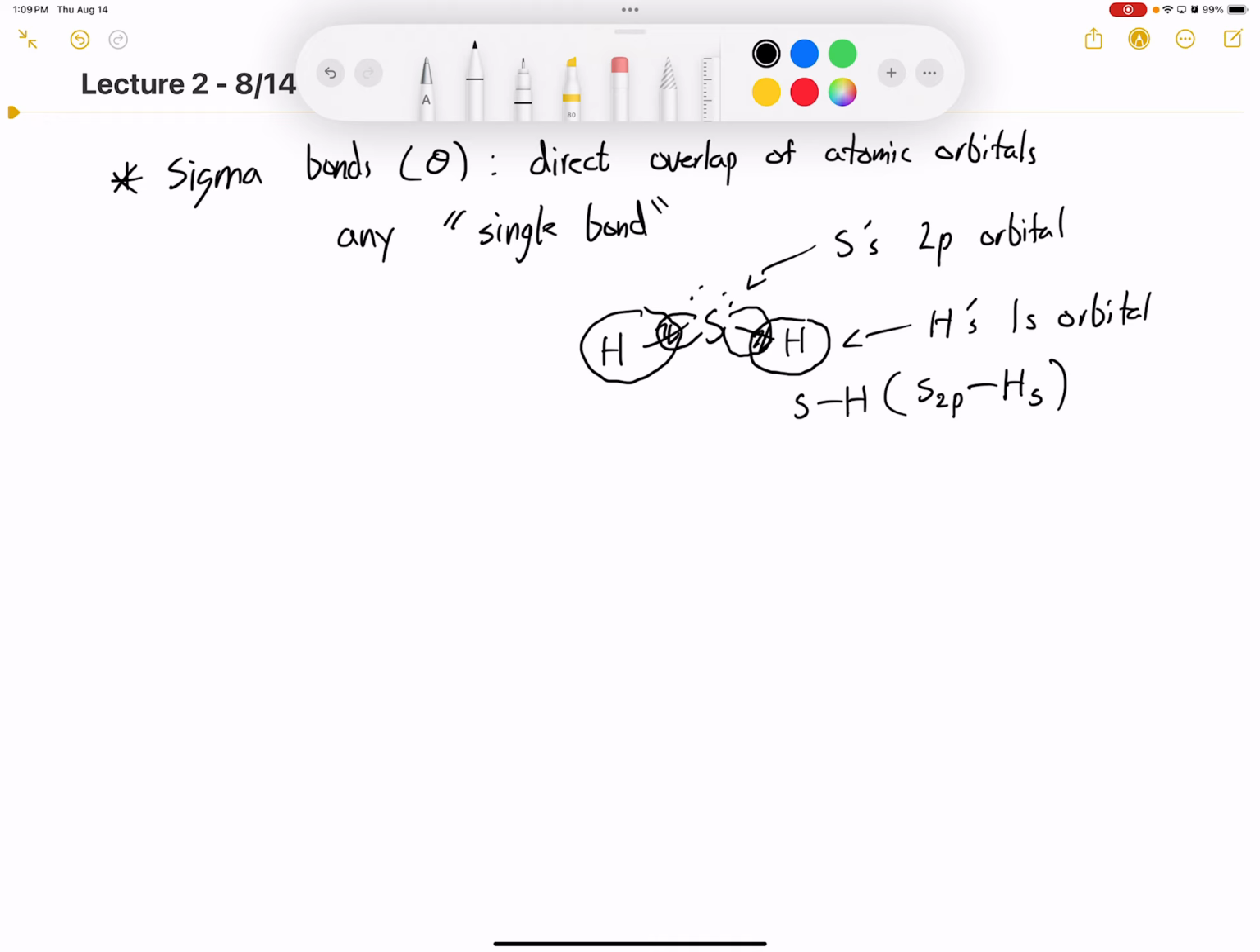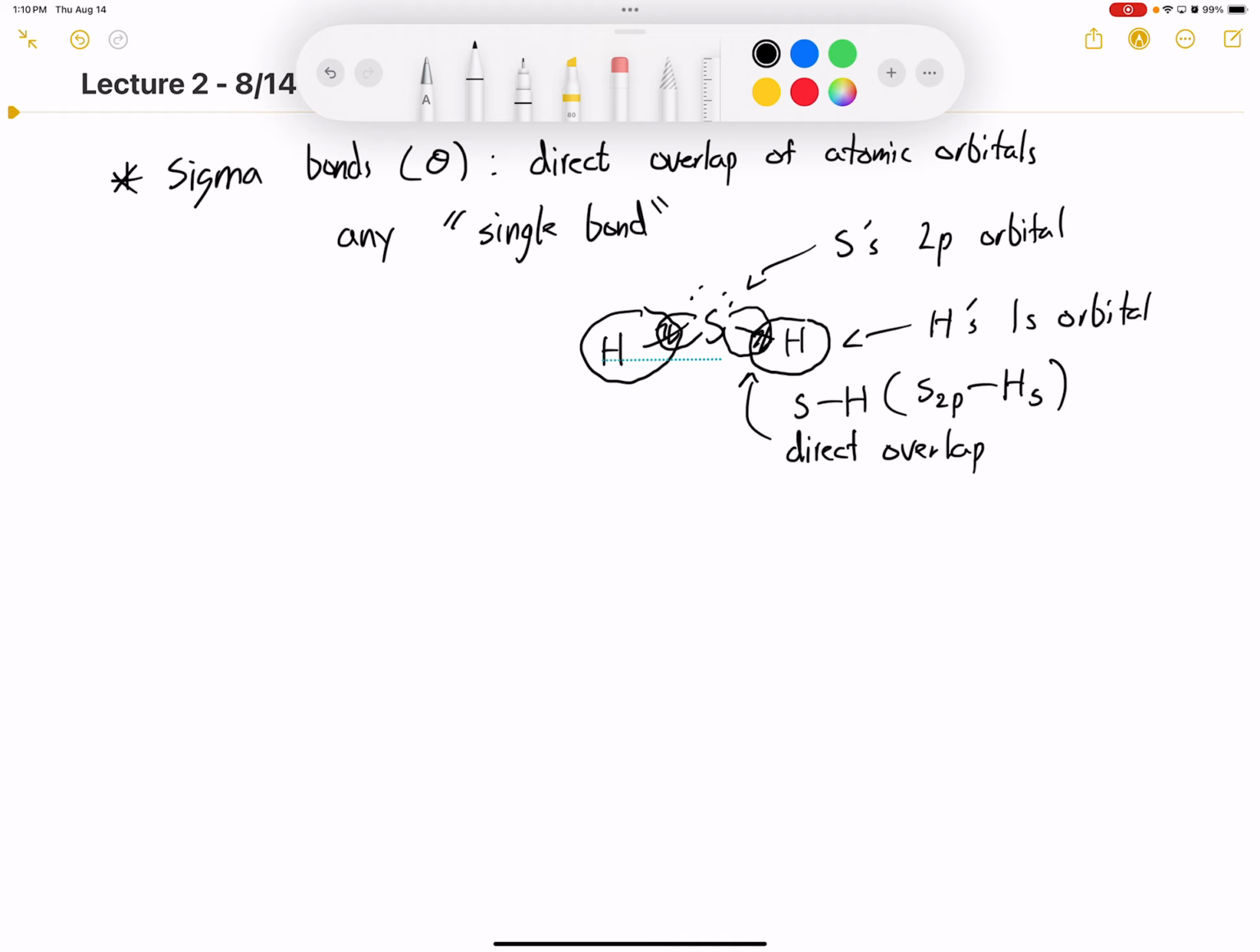Okay? So when they're overlapped directly on the same axis, so you see how they're kind of on the same axis, the orbitals are in contact. That is called direct overlap. So here is direct overlap. Okay? All right.